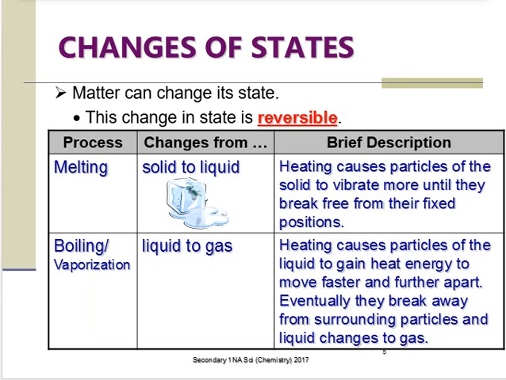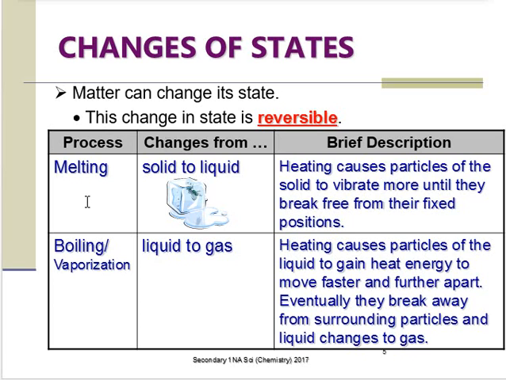So what you know so far is that matter can change its state, and this change in state is actually reversible. Let me give you an example. Let's say I have water and I freeze it to become ice. Now the reverse process, of course, if I have ice and I melt it to become water or become a liquid again, that process will be melting. So I say that these changes in state are actually reversible. Now let's take a look at some of the processes that you'll need to learn.